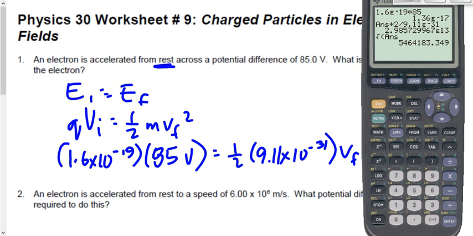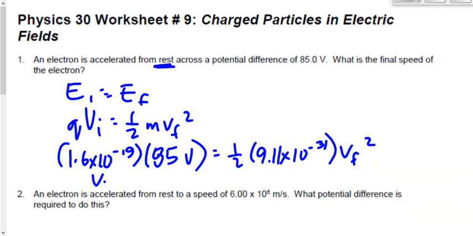And we get 5.46 times 10 to the 6. VF, 5.46 times 10 to the 6 meters per second. Just because we get 10 to the 6 doesn't mean we're right. But if we get 10 to the 13, it means we're wrong. Does that make sense? So we get a number like this.